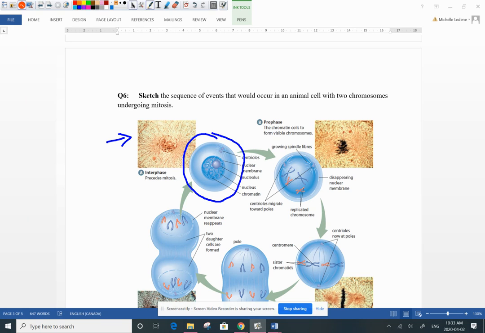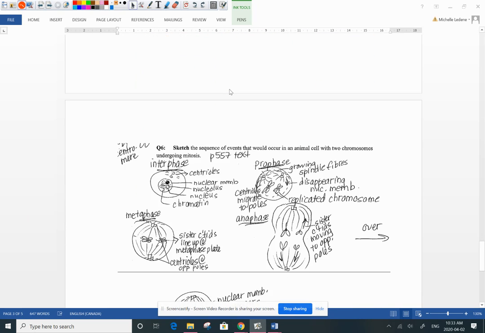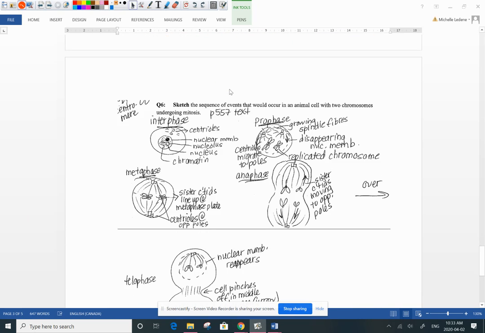So you need to be able to draw out and label and know the basic events that are happening in each of these. So here's just a copy of the answer key, and these are my little sketches. So practice out what's going on, what are the key words that you need to know: chromatin, chromosome, etc., and be able to sketch and draw and label and know the important events of interphase, prophase, metaphase, anaphase, telophase. Those are the events of mitosis.